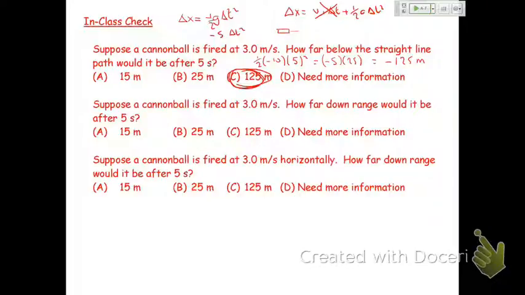Suppose a cannonball is fired at 3 meters per second. How far downrange would it travel in 5 seconds? Well, that's just delta x equals v times delta t. It's just your speed times your time. So for that, 3 times 5 is 15 meters. That's fair game. Suppose a cannonball is fired at 3 meters per second horizontally. How far downrange would it be after 5 seconds?